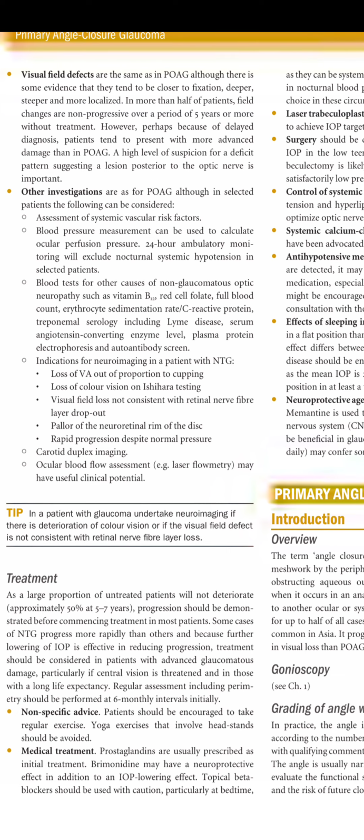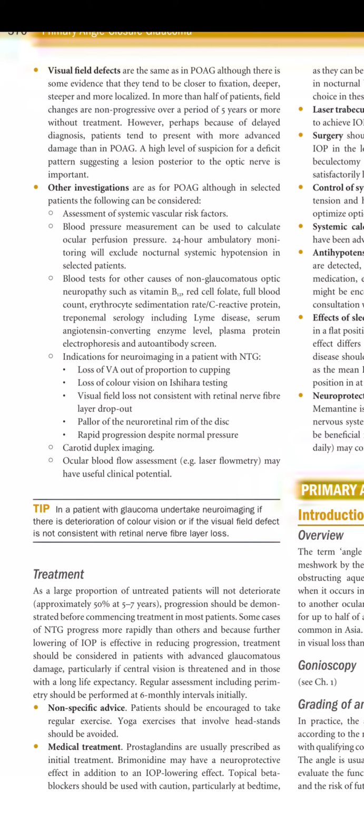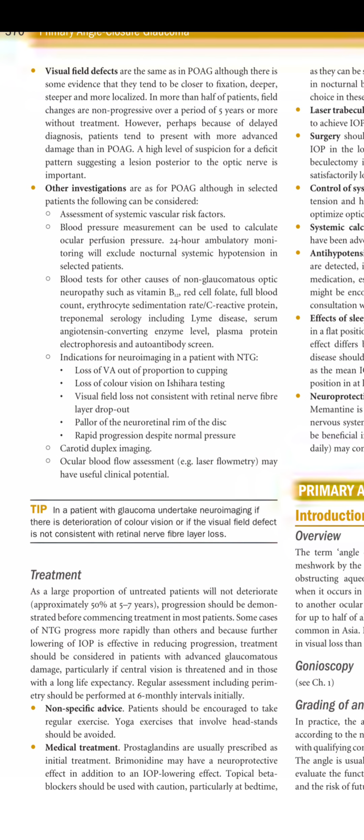So how will you treat a patient with normal tension glaucoma? A large proportion of untreated patients will not deteriorate, approximately 50% in 5 to 7 years. So basically, untreated normal tension glaucoma will usually not progress. Progression should be demonstrated before commencing treatment in most cases. So what you do is, before you start the treatment, you always look for progression. You just take the baseline investigations, you follow up the patient, and if there is a progression, then you start the treatment.